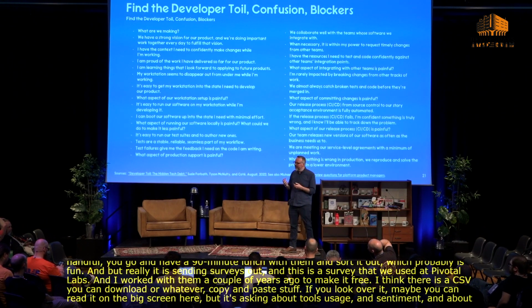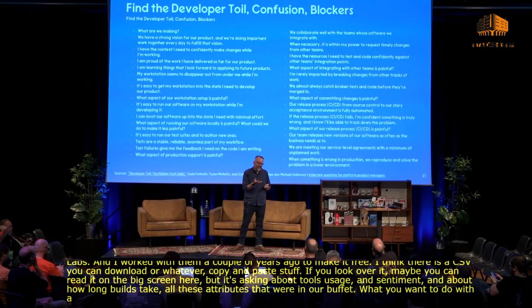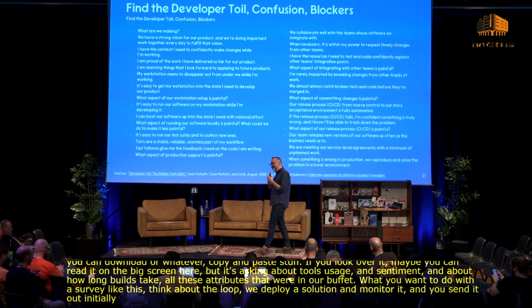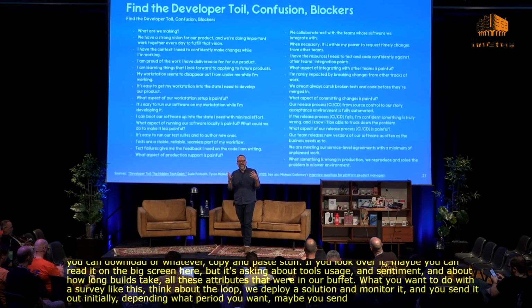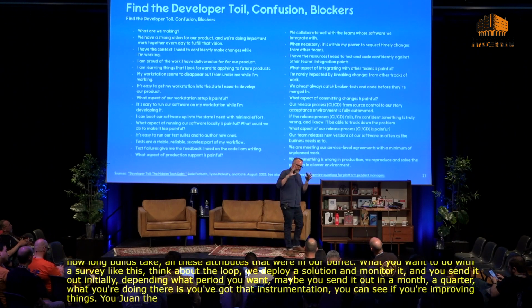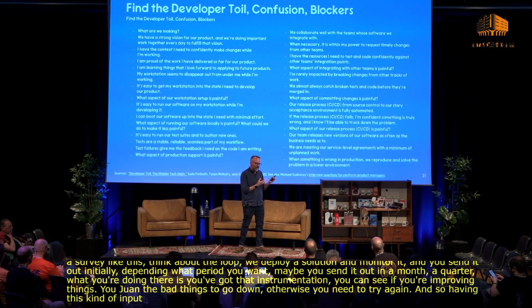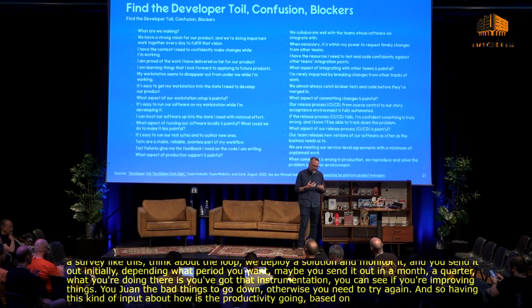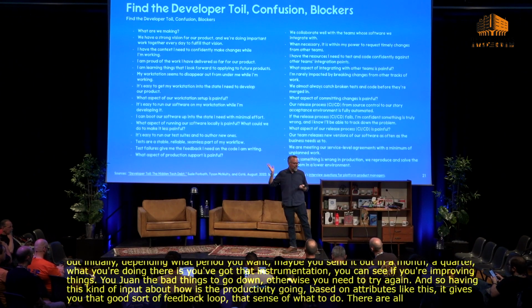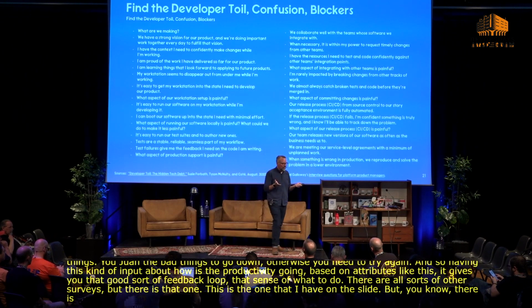And what you want to do with a survey like this, again, you think about that loop of, we deploy a solution and then we need to actually monitor it, is you send it out initially, and then depending on what period you want, maybe you send it out in a month, maybe a quarter. And what you're doing there is you've got that instrumentation. You can see if you're improving things, right? You want the bad things to go down. Otherwise, you need to try again, right? And so having this kind of input about how the productivity is going, based on attributes like this, gives you that good feedback loop, that sense of what to do. Now, there's all sorts of other surveys, but there's that one. This is the one that I have on the slide. But there's also some reasoning behind it and things like that, as well as the other ones.